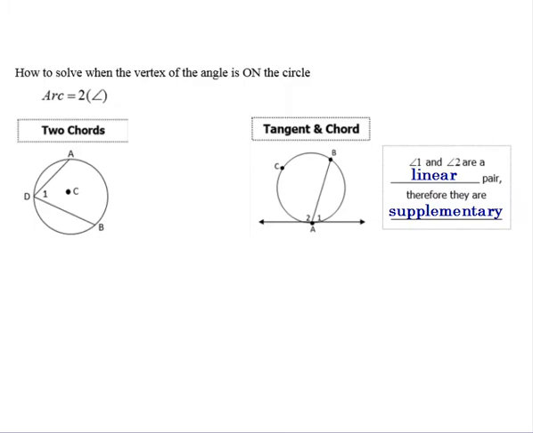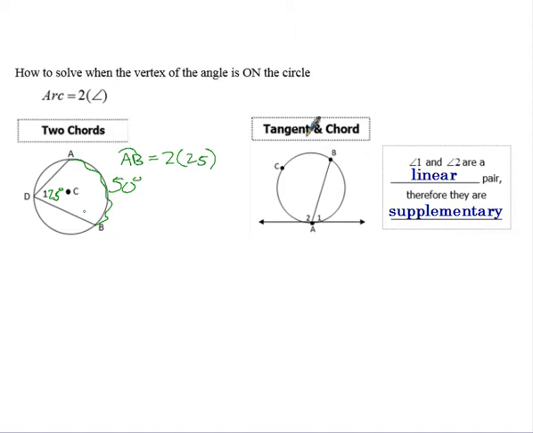There are a couple of different ways these problems can look. For example, if this is angle 1, and let's say angle 1 was 25 degrees, and I asked you to solve for arc AB, arc equals 2 times the angle. So arc AB equals 2 times 25, and the measure of this arc would be 50 degrees. So that's one approach, when I have 2 chords.